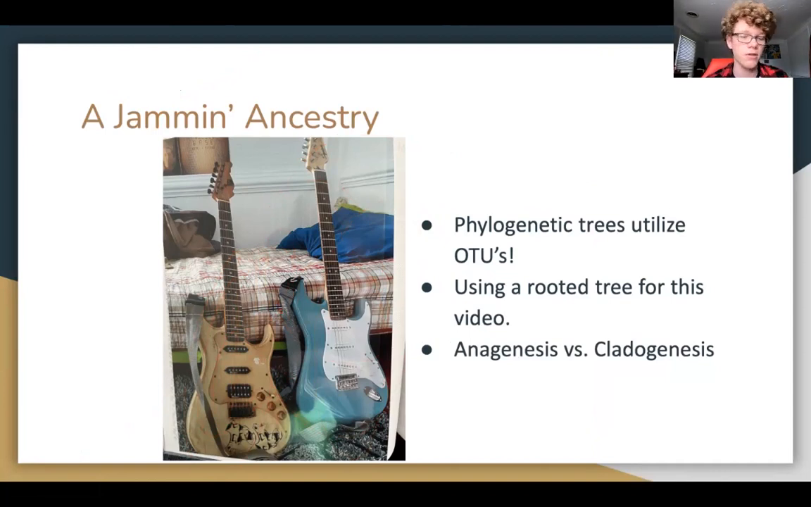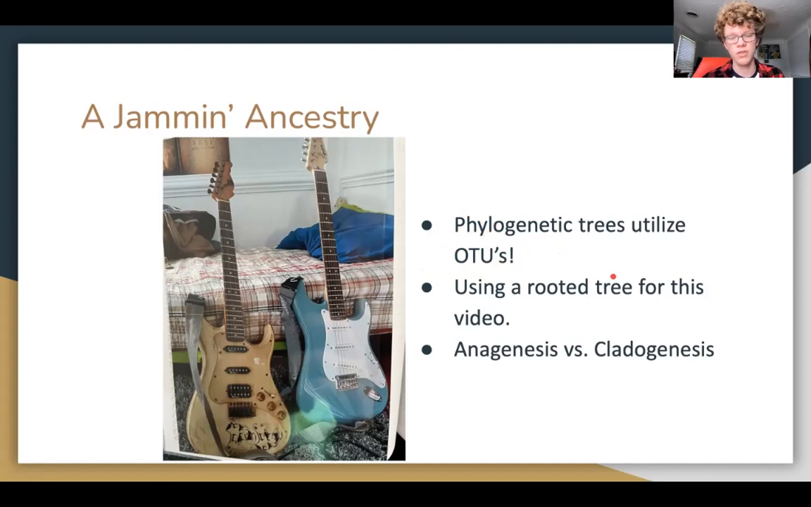Well, phylogenetic trees are used to distinctly group and separate different groups of organisms or items, in this example, based on characteristics. So they utilize these things called OTUs, which are operational taxonomic units. We won't be using these because they require some sort of a numerical basis, and I don't really have anything like that, but just know that they utilize this in normal situations.